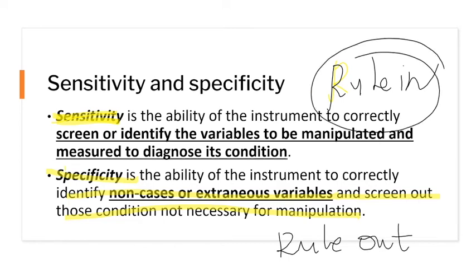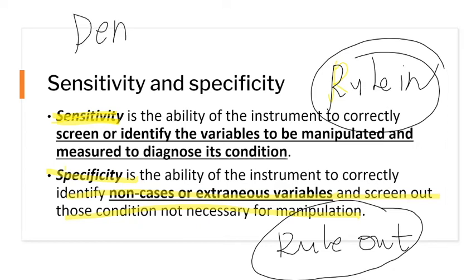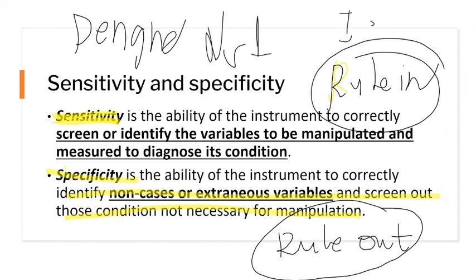Sir, what is rule in? What is rule out? For example, you have the dengue test. If you have dengue fever, there are two tests for dengue. You have the dengue NS1, and then you have the dengue duo, or the dengue IgG and IgM. You're discussing that under infectious diseases.